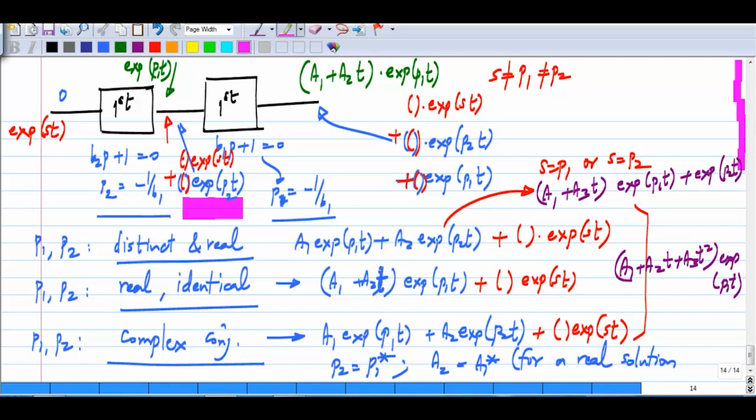And finally, in this case, it's possible that S is equal to either P1 or P2. And again, we have the same case as here. We could get A1 plus A2t exponential P1t plus A2 exponential P2t and so on. So there are many different possibilities. Now, I'm just going to only qualitatively outline all these other exotic possibilities.